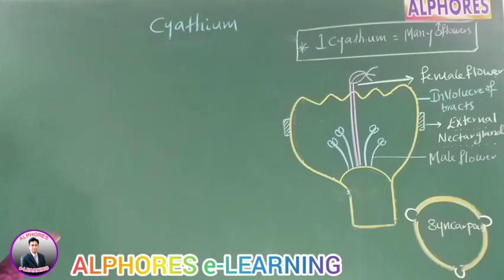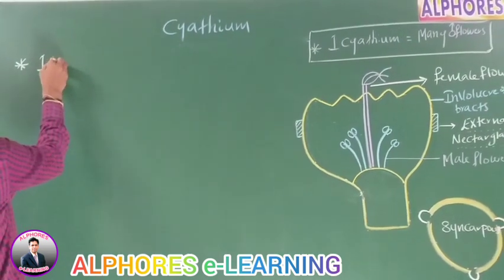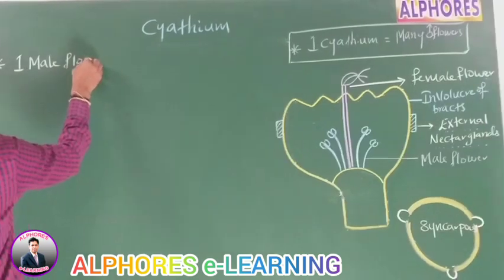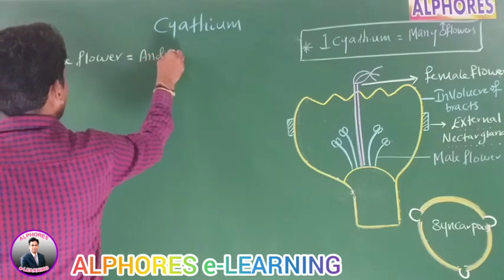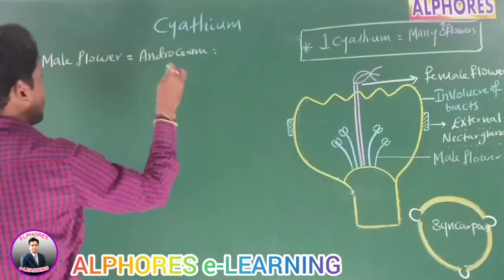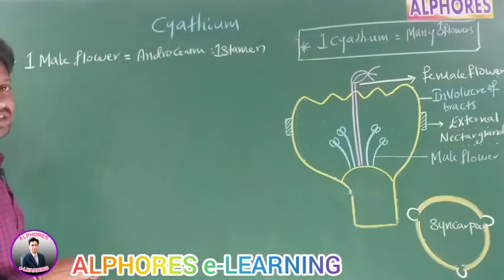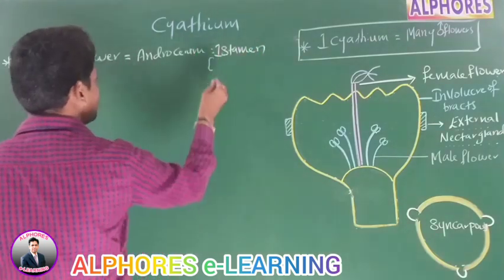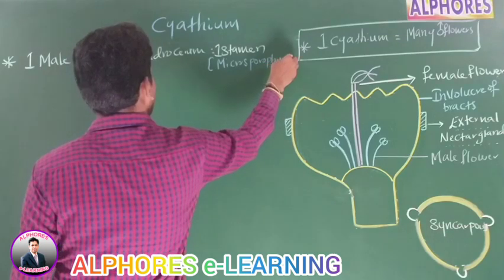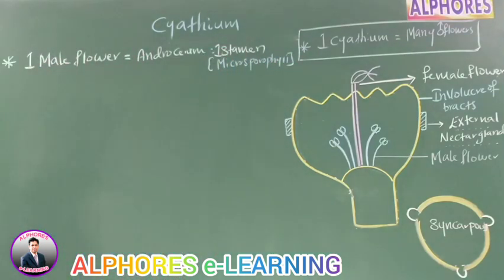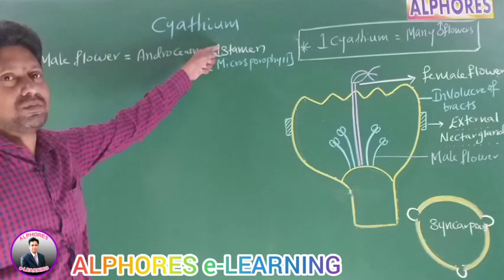Right. Now listen here. Sir, which flower is it? Male flower. I am taking a male flower here. Each male flower contains androecium or gynoecium? Androecium. That androecium contains how many stamens, sir? One stamen. This stamen is functionally similar to microsporophyll. Be very careful. Megasporophyll is functionally similar to carpel. Microsporophyll is functionally similar to stamen.